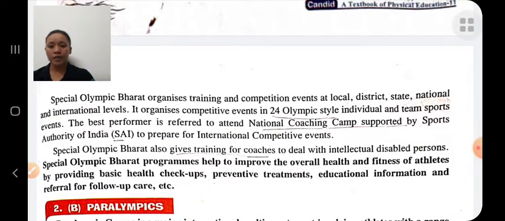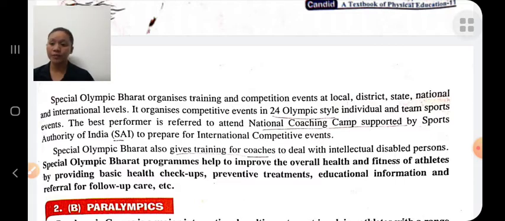Special Olympic Bharat organizes training and competition events. Special Olympic Bharat organizes training, coaching and competition events at the local, district, state, national and international level. It organizes competitive events in 24 Olympic-style individual and team sports, and the best performers and best athletes are given training. The best performer is referred to attend the national coaching camp.